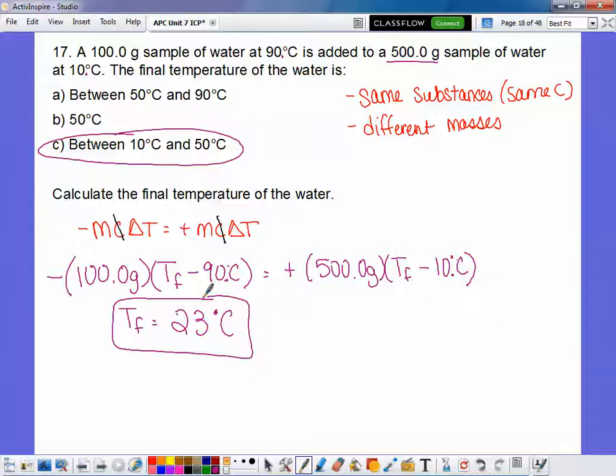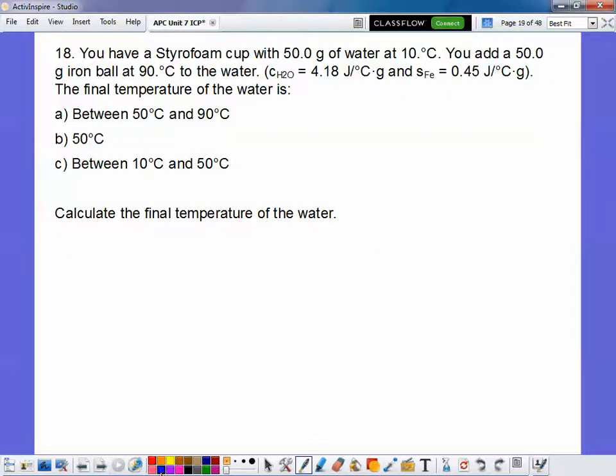So again, notice how we used the shortcut. We just eliminated terms that we could. It's going to be more difficult for things that are different substances and different masses, like we had in number 15. Okay? Questions? All right.